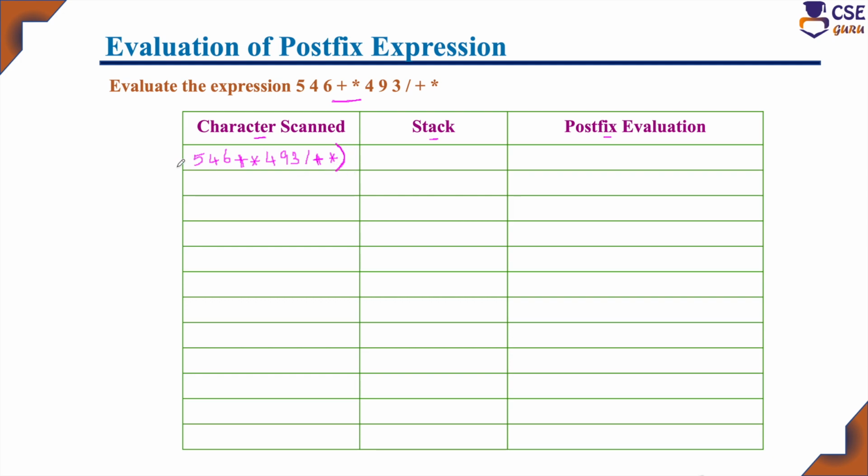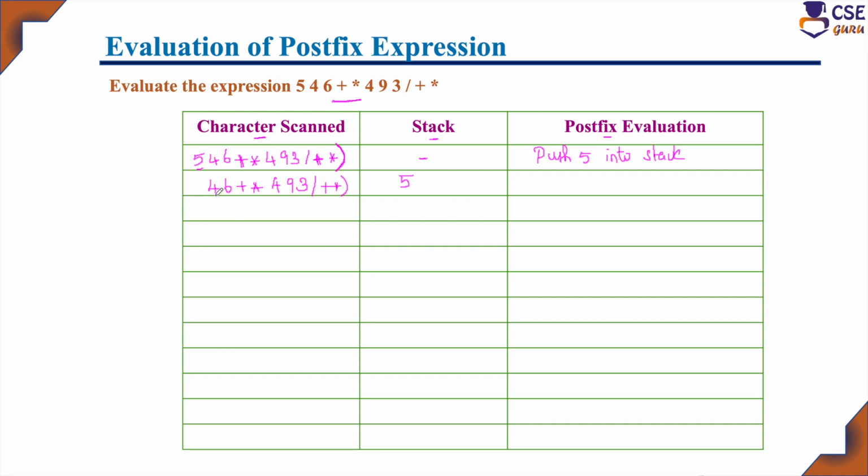So first, initially stack is empty. The first character is 5. It is an operand. So if it is an operand, push it onto the stack. Push 5 into the stack. Now 5 will be placed in the stack and the remaining input characters are 4, 6 plus multiplication, 493 division plus and then multiplication, close bracket.